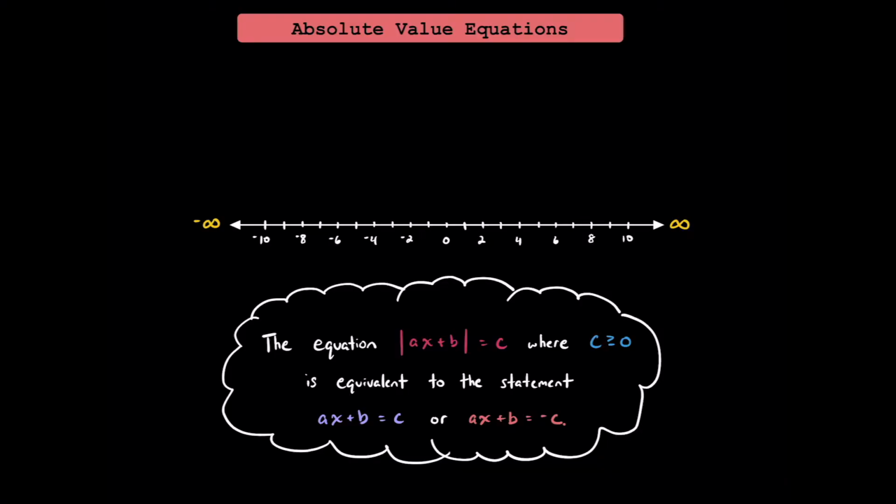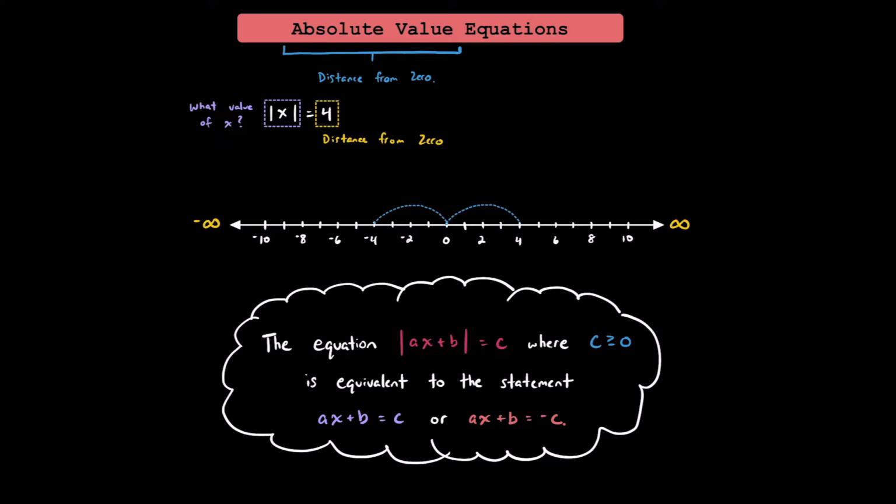Simply put, an absolute value equation is an equation that contains an absolute value symbol. Remember that absolute value just means distance from 0. Here's a basic absolute value equation. This 4 represents the distance from 0, and the left side, absolute value of x, is asking us which value of x will be 4 away from 0. Here we can see that there are two values that have an absolute value of 4.